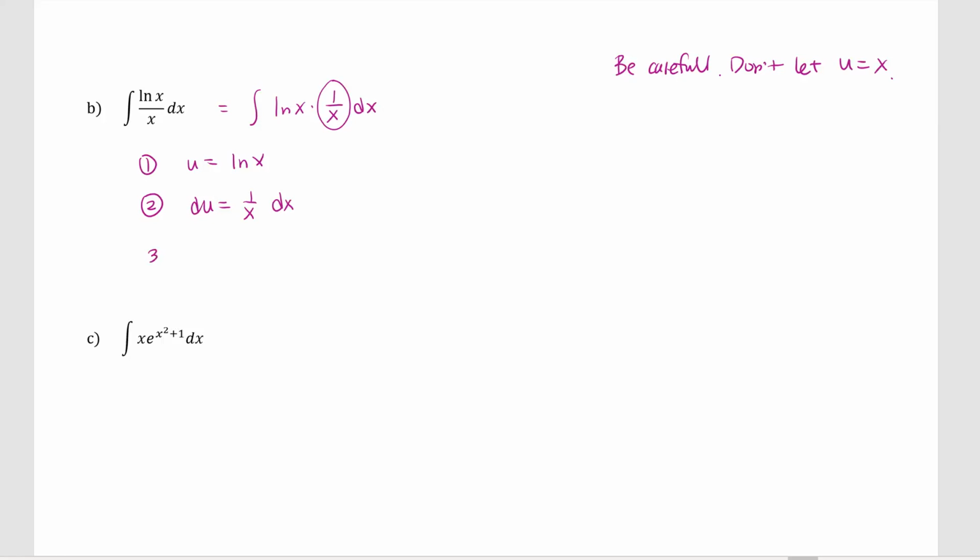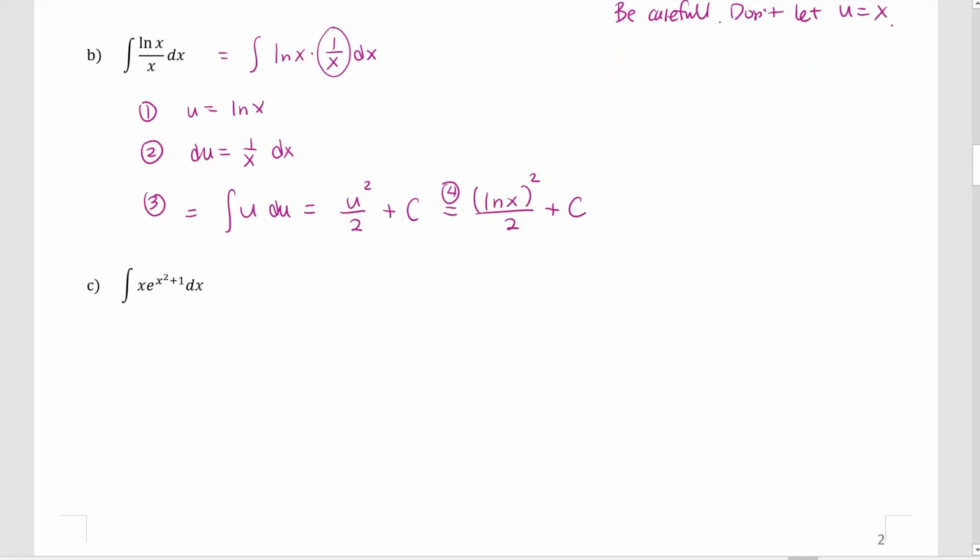Alright, and then the third step, our integral becomes ln of x, that's u, times 1 over x dx, that's du. Let's integrate that. Well, that is u squared over 2 plus c. What is u? U is ln of x. So far, so good, everybody? Yeah, so this is our answer. We put the x back. Okay, so follow the 4 steps. And then next, also please pause the video here and try to work on part C first.